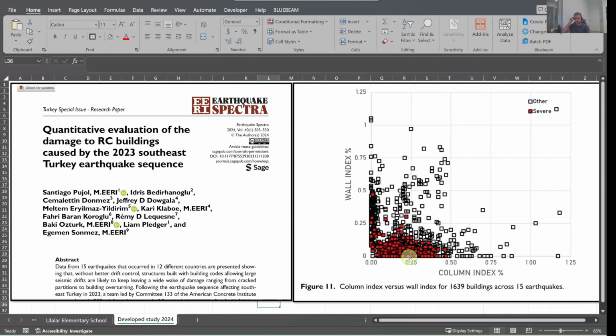damage or collapse. And one final note, if the system is a moment frame, obviously the wall index is 0. So to prevent collapse in such cases, the column index must be greater than 0.5%. However, meeting this requirement may not always be feasible because of architectural or economic constraints.